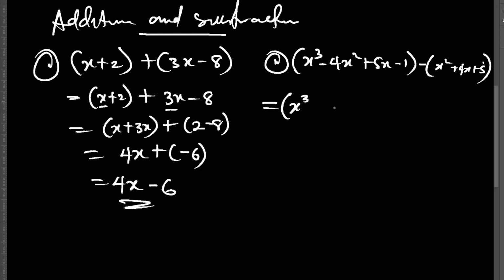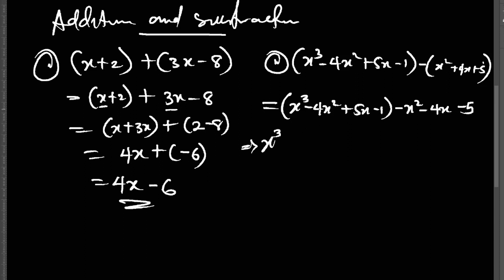So this is x cubed minus 4x squared plus 5x minus 1. And if you open this bracket, minus times plus here will give you minus x squared. The minus times plus here, that's minus 4x. And minus times plus 5, that will be minus 5. So the next thing to do now is to collect the like terms together. So x cubed, there's no x cubed here. So x cubed can stand on its own.